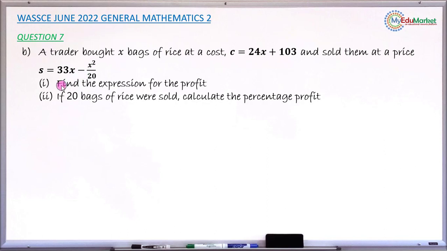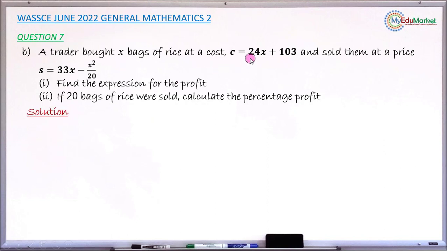The two questions asked here: Roman 1 says find the expression for the profit, and Roman 2 says if 20 bags of rice were sold, you are now asked to calculate the percentage profit. So let's attempt to answer this very question together.